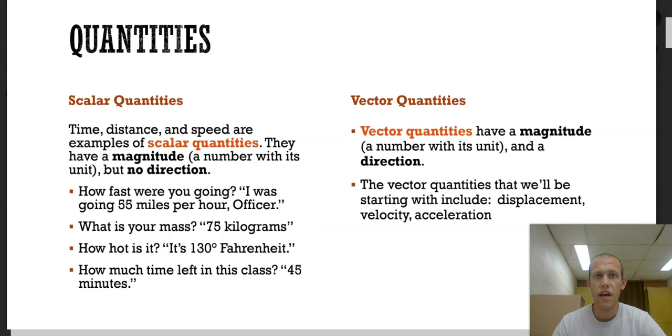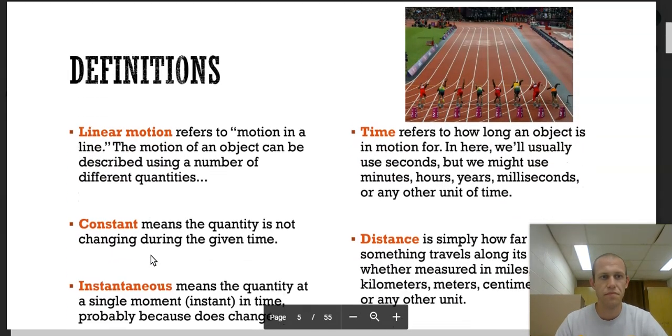Vector quantities have a magnitude and a direction associated with them. So you might be going 35 miles per hour east, or you might have a force of 75 newtons downward. It always has a direction associated with it. Some things that are vector quantities are velocity, displacement, and acceleration. So we'll get into those next.